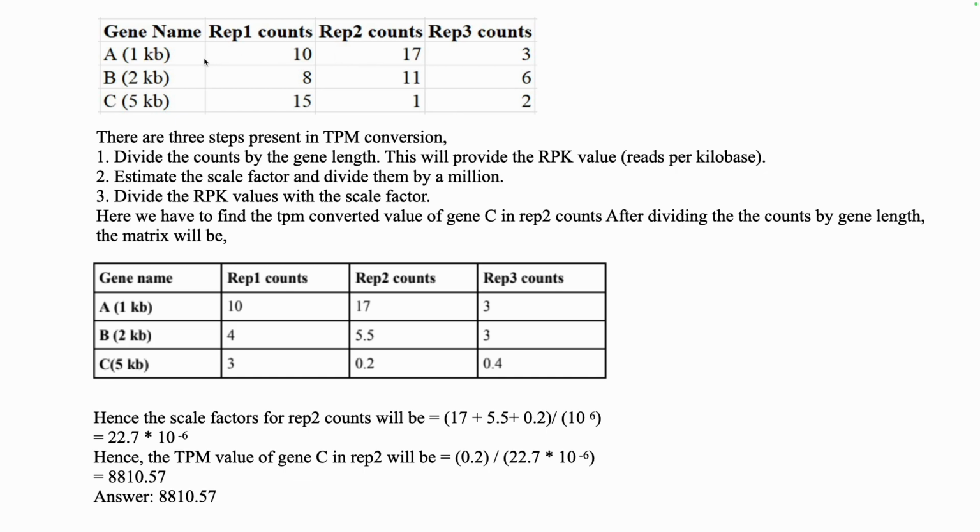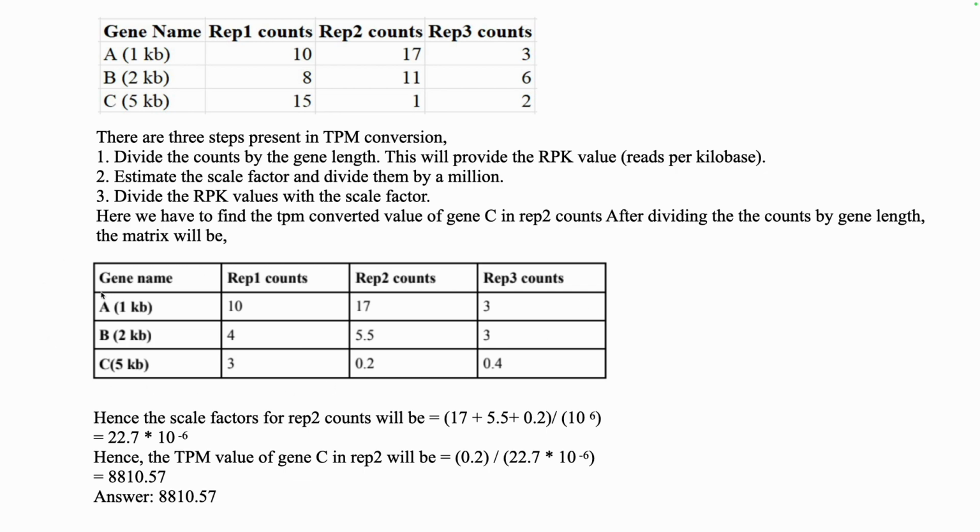So we are given one sample, and for the sample we are given three experiment conditions which are replicates of the sample. And here we are analyzing three genes. We are given the raw reads of each replicate. So to calculate TPM, first we will divide each raw read by the gene length. So let's suppose we are dividing this 10 by 1, 17 by 1, 3 by 1, 8 by 2. Then we'll get a table.